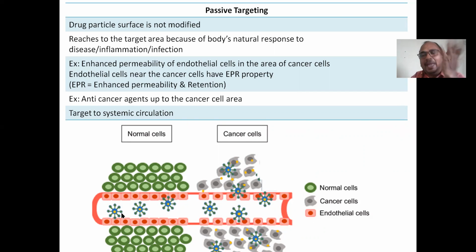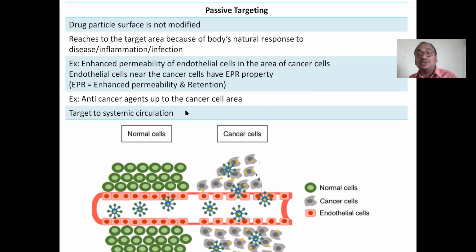So the drug passively, just casually, goes and enters the cancer cell area and releases the drug there. This type of targeting is called passive targeting. This is called enhanced permeability of endothelial cells in the area of cancer cells. This is called EPR, enhanced permeability and retention. It retains there itself.